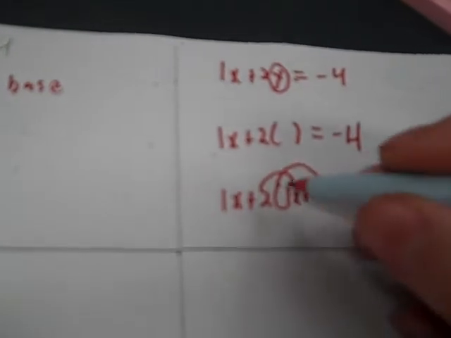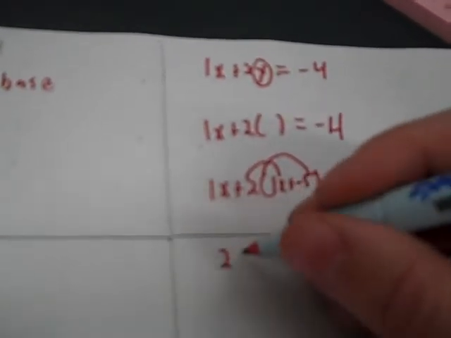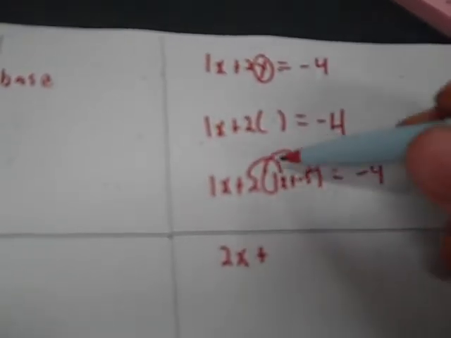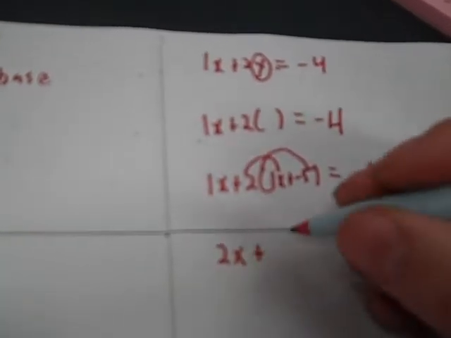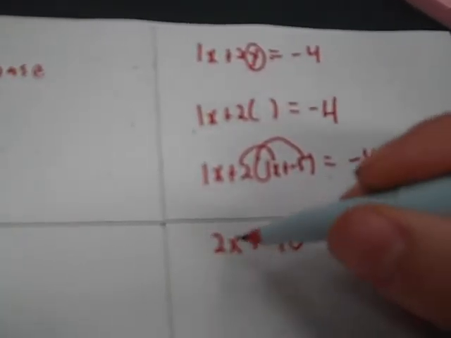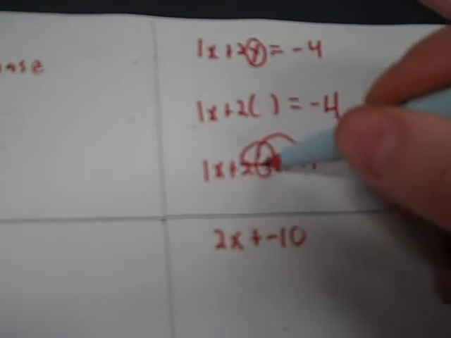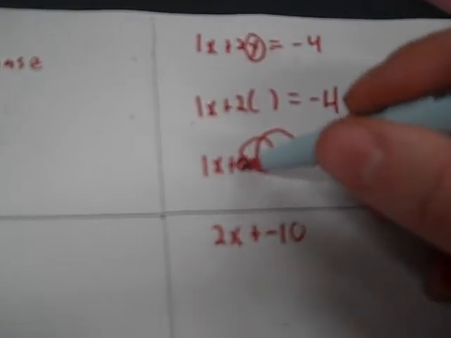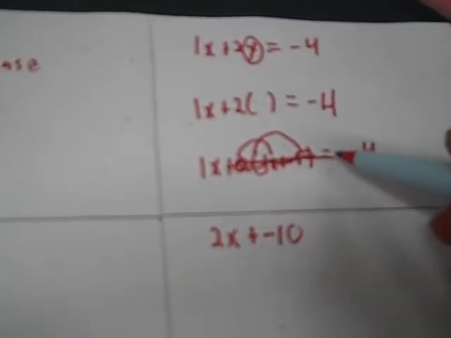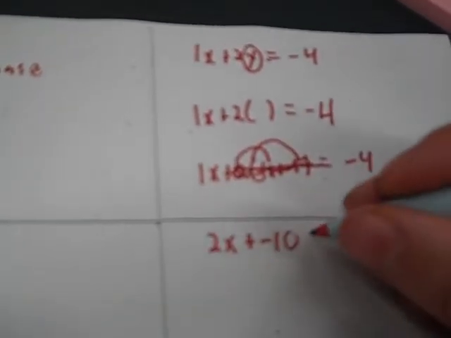I make my rainbows. So I have 2 times 1x, that's 2x. And I have 2 times negative 5, which is negative 10. Now, as soon as I've written those two things, I cross out the parentheses and the outside multiplying number. Now, before equals, I have a 1x. So plus 1x equals negative 4.